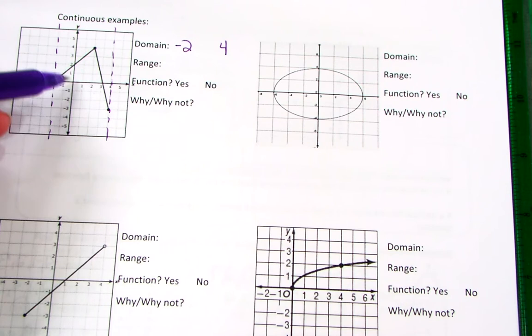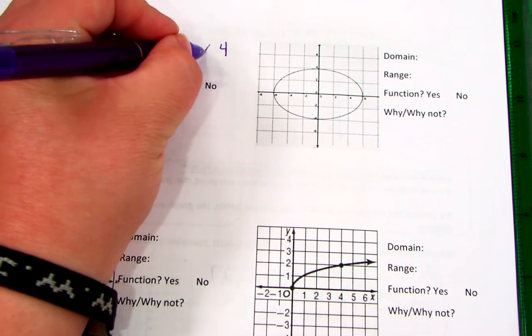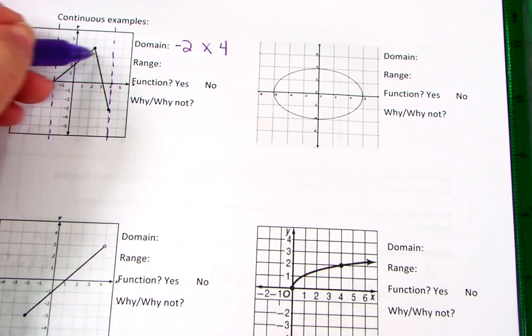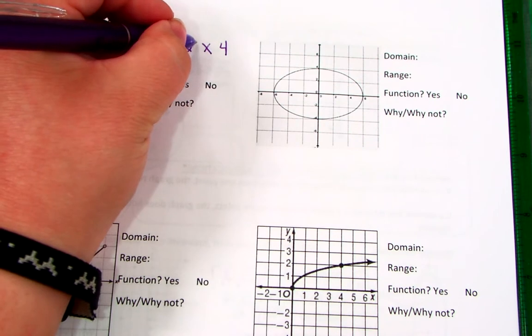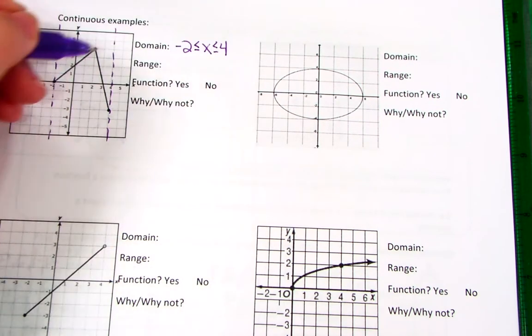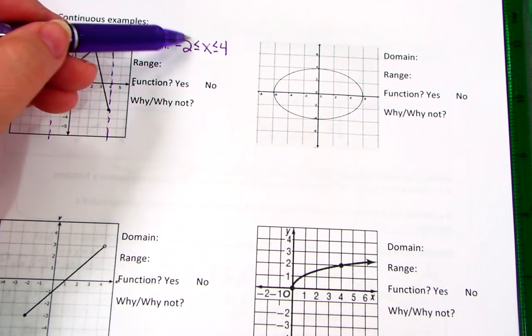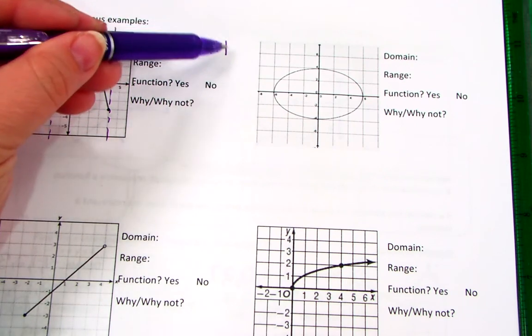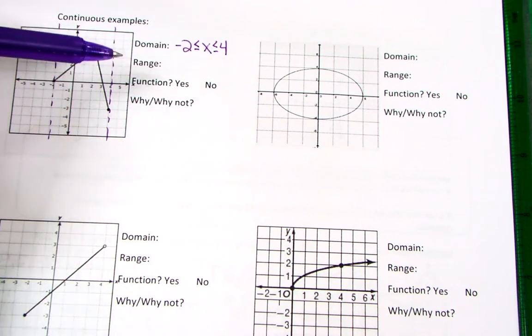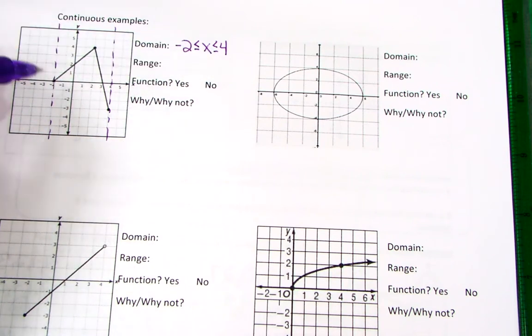And the graph is actually in between there, right? The x values for this graph are in between those two numbers. The x values are bigger than -2 and smaller than 4. As long as you write the smallest one on the left and the largest one on the right, it will always be two less than signs. And we know that it's equal to because it actually touches those two places.